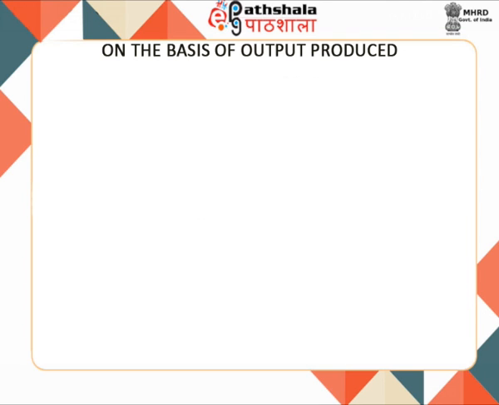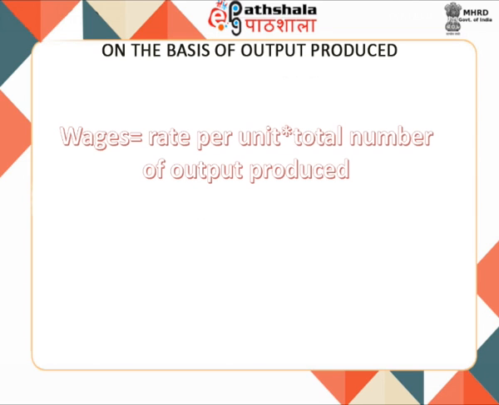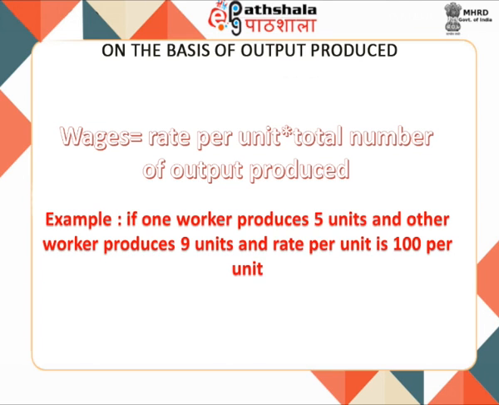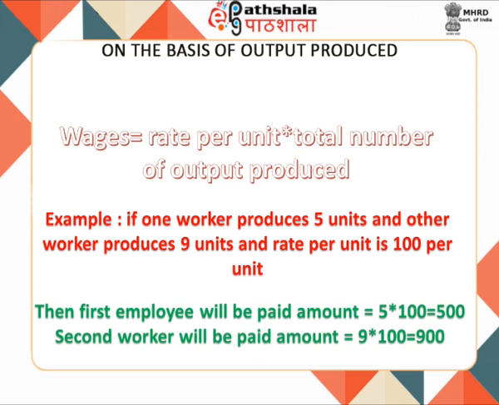Under this method, wages can be determined as wages equal to rate per unit of product multiplied by total number of units produced. Example: if one worker produces 5 units and another worker produces 9 units and the rate per unit is rupees 100 per unit, then the first employee will be paid 5 multiplied by 100, which is equal to 500, and the second worker will be paid 9 multiplied by 100, which is equal to 900. So employees are paid on the basis of output produced.